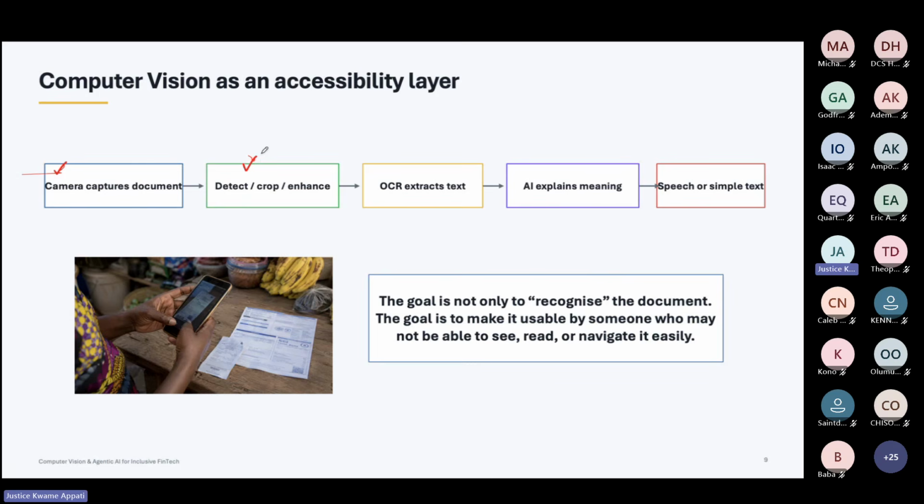Okay, so I crop. I must first detect. When I detect, I crop. When I crop, I get my ROI or my region of interest or my foreground. By so doing, any other thing around is thrown away. Is the content of the document good enough? If no, I enhance.